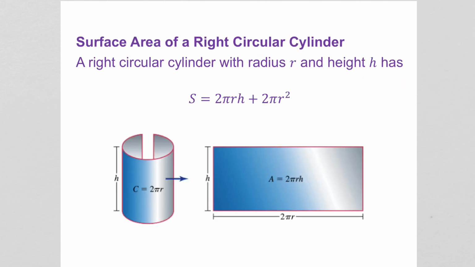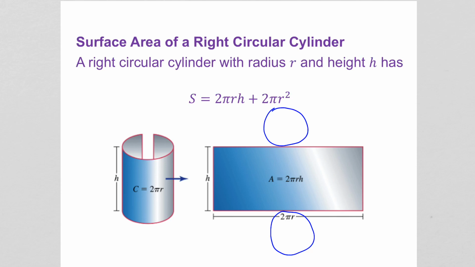Then the surface area of a cylinder, you have to think about the fact that if you have a food can and you take off the paper and roll it out, you've got a rectangle. And then you have 2 circles for the top and the bottom.